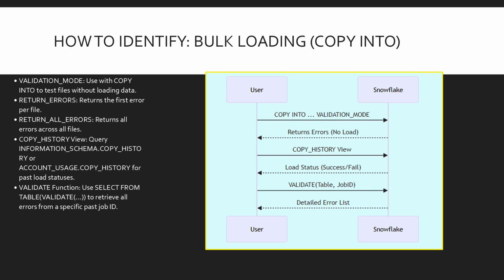This sequence shows the troubleshooting workflow for bulk loads. First, proactively use validation mode to catch errors early. If a load has already run, check the copy history for the status. If you see a failure, follow up by calling the validate function with the job ID to extract the specific error details required for fixing the issue.